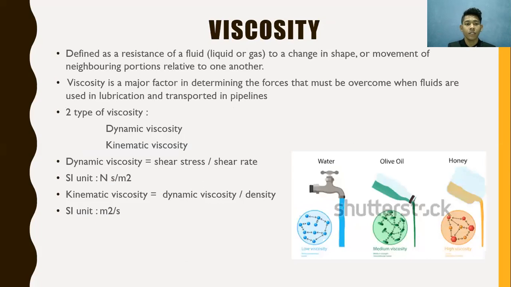Lastly, viscosity. Viscosity can be defined as the resistance of fluid, liquid or gas to a change in shape or movement of neighboring portions relative to one another. There are two types of viscosity, which are dynamic viscosity and kinematic viscosity. The formula for the dynamic viscosity is shear stress over shear rate. The SI unit for the dynamic viscosity is Ns per meter square, while for kinematic viscosity, the formula is dynamic viscosity over density. The SI unit is meter square per second. As you can see, water has a low viscosity, while honey has a higher viscosity.